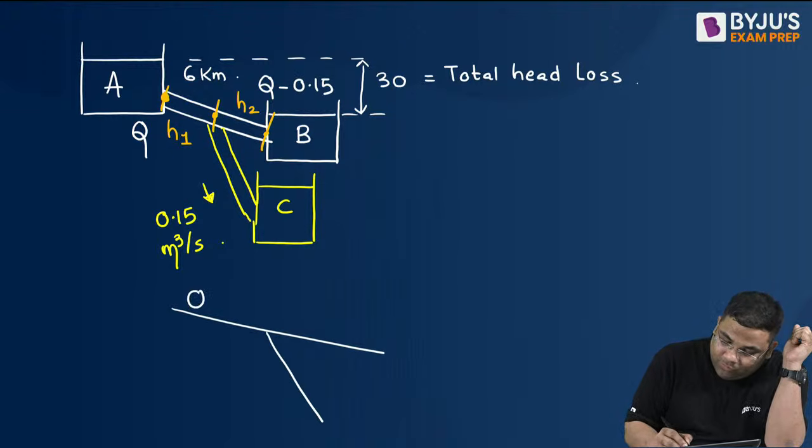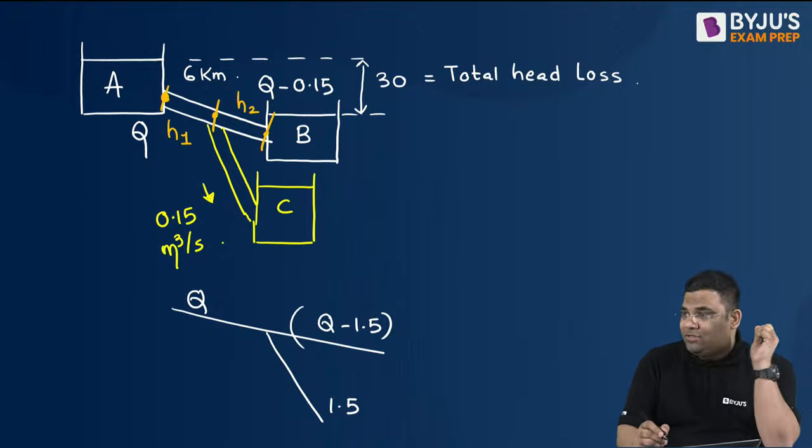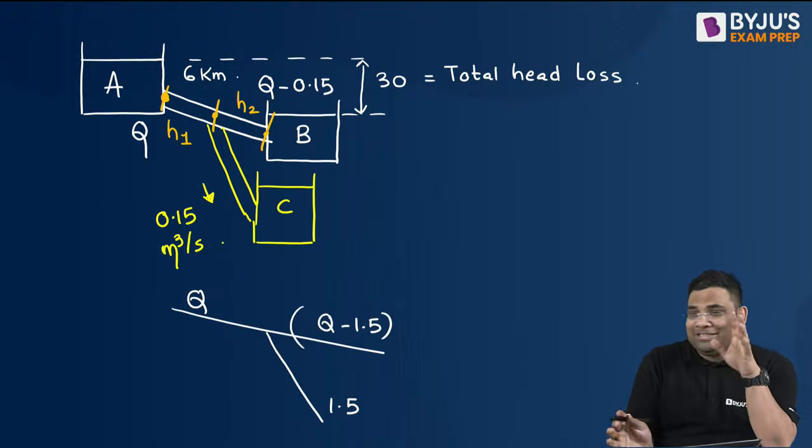Here the discharge is Q. Here it is 1.5 going towards C. So this will be what? This I can say is Q minus 1.5, right? I guess it's not correct. I also don't know. Let us solve it.